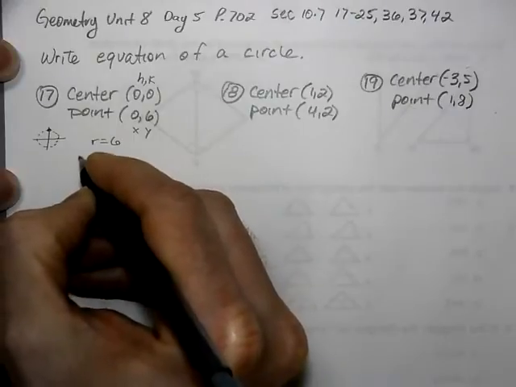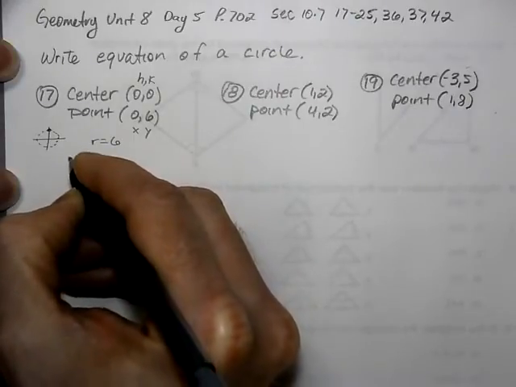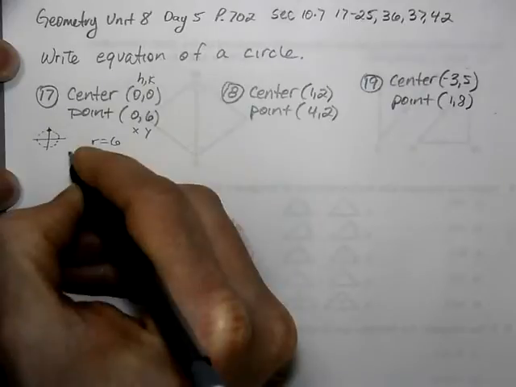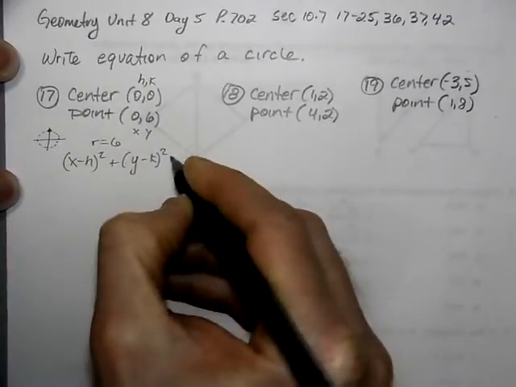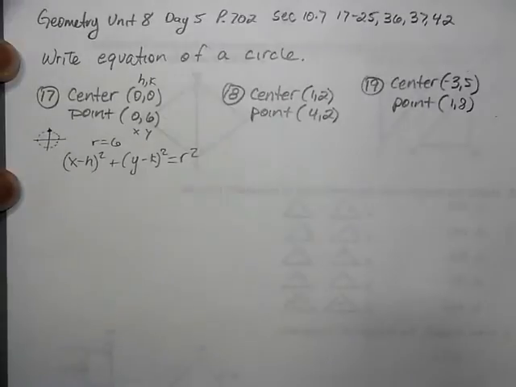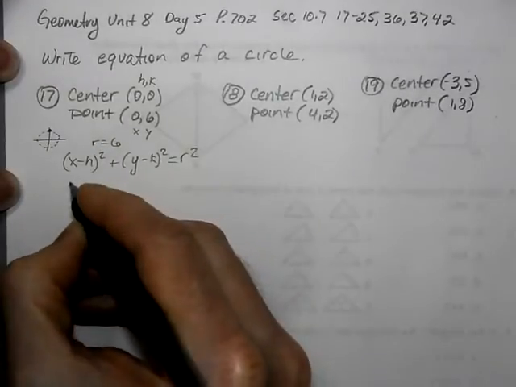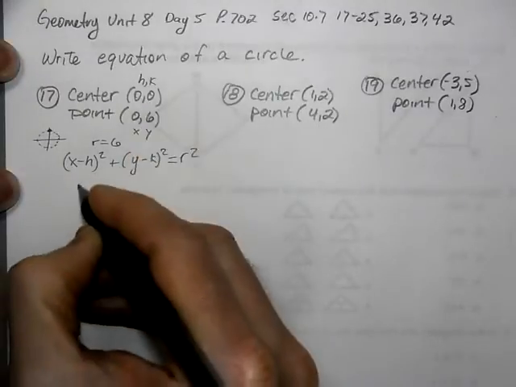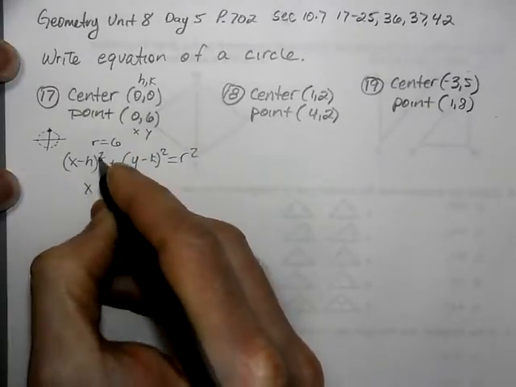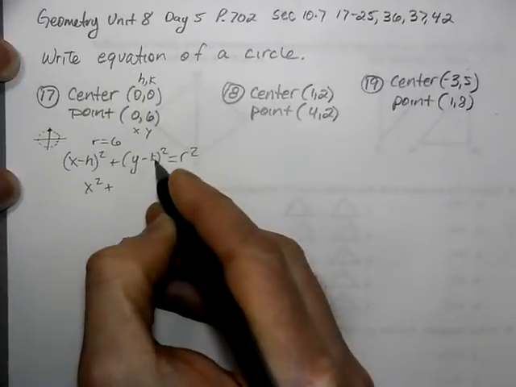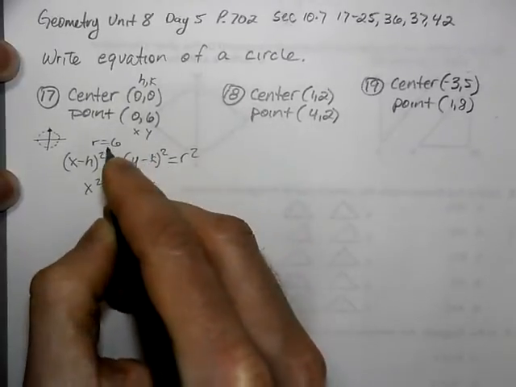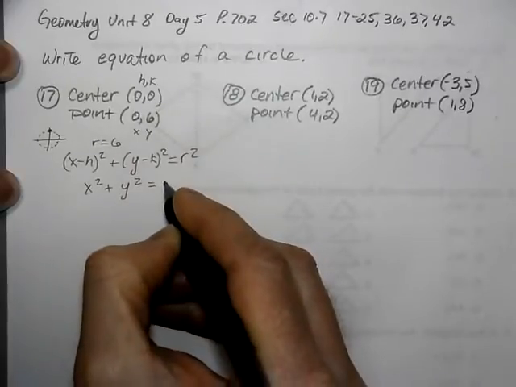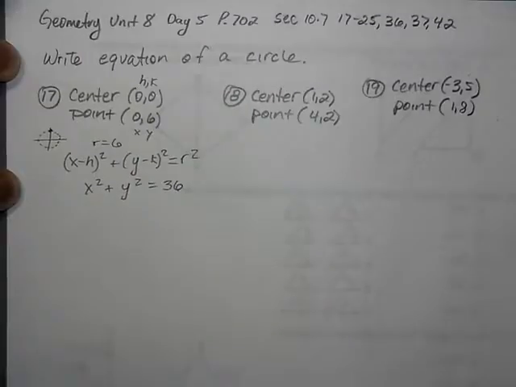So we would get x minus 0. Let's see, x minus h squared plus y minus k squared equals r squared. That's your basic formula, your standard formula of a circle. So x minus 0 gives you x squared. Y minus 0 would give you y squared. And your radius squared would give you 36.